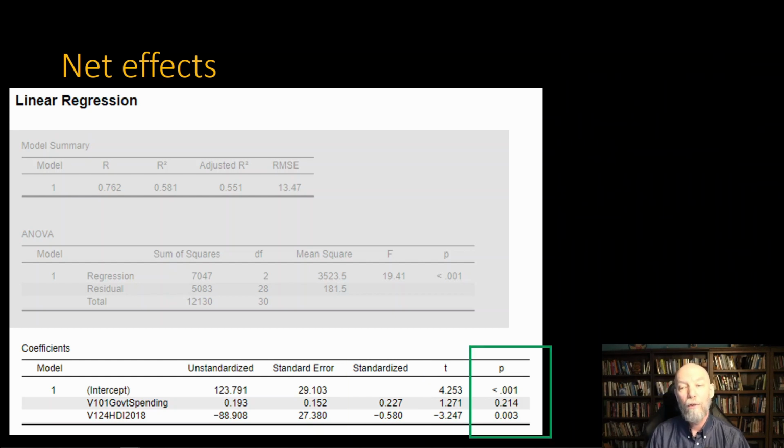We can also note that the government spending result is not significant. That 0.227 is not a big enough effect for us to say we reject the null claim that basically the beta in the population might really be zero. But the result for HDI is statistically significant. 0.58 is a big enough effect that we're comfortable saying that we can reject the idea that in the population the beta is really zero.